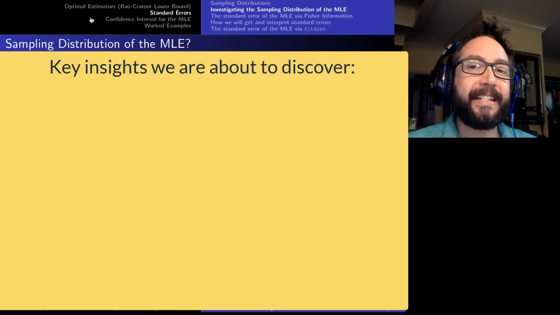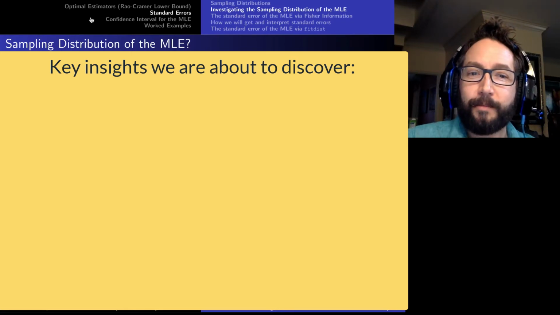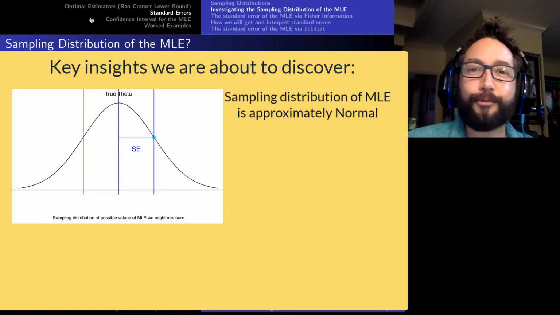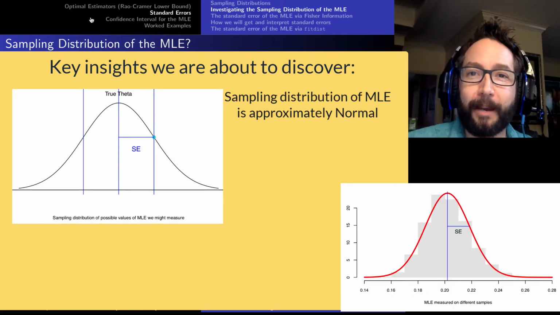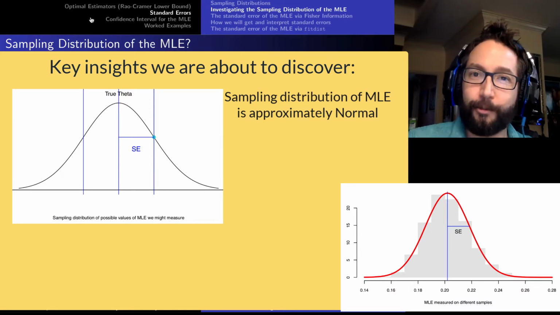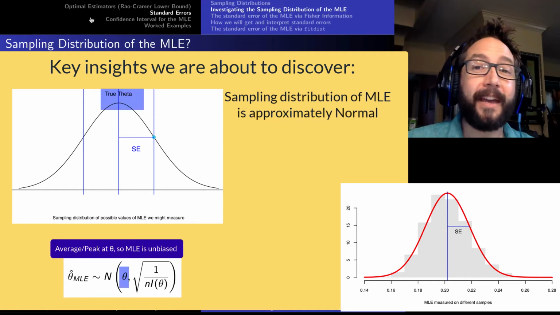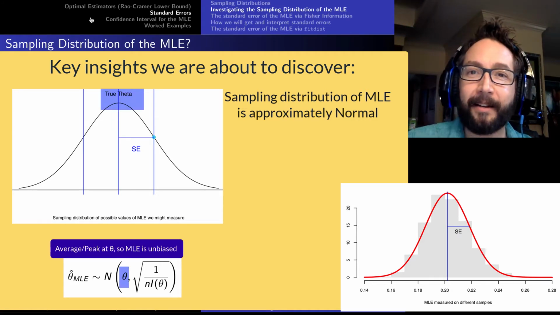So here are the key insights about the maximum likelihood estimator. It turns out that the sampling distribution of the MLE, the distribution of the MLEs that we might observe when we go and collect a random sample, is a normal distribution. And the key property of this normal distribution is that the peak is at the true value of the parameter we're trying to estimate. The peak is at theta.